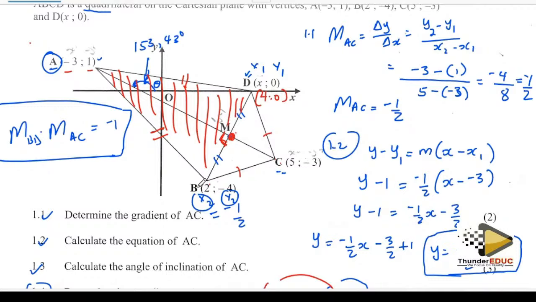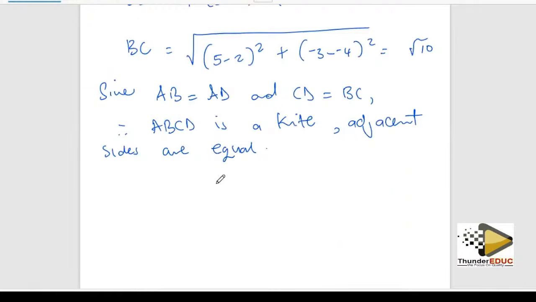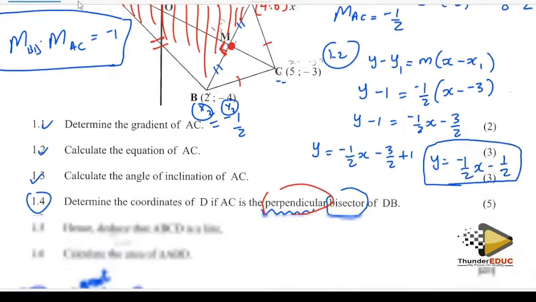Let's get the distance BD, then get the distance AM. Then we shall be good to go. So what I'm going to do is start by finding the coordinates of M. So coordinates of M, we say this is 1.6.